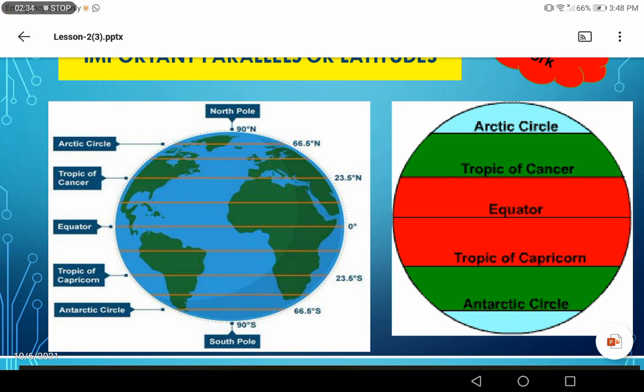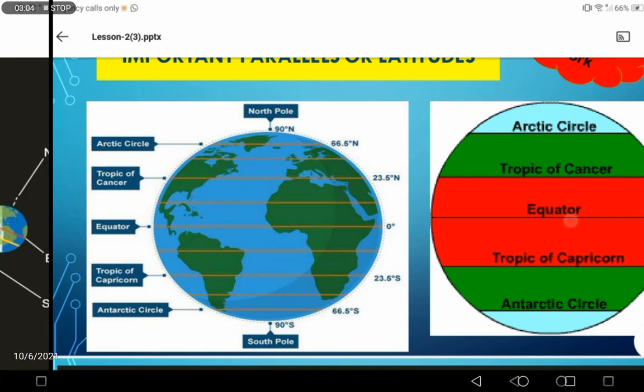So the middle is 0 degree, the equator; south pole 90 degree S; north pole 90 degree N; Arctic Circle 66.5 degree N; Tropic of Cancer 23.5 degree N; Tropic of Capricorn 23.5 degree S; Antarctic Circle 66.5 degree S. As you see in the next image: Arctic Circle, Tropic of Cancer, equator, Tropic of Capricorn, Antarctic Circle.